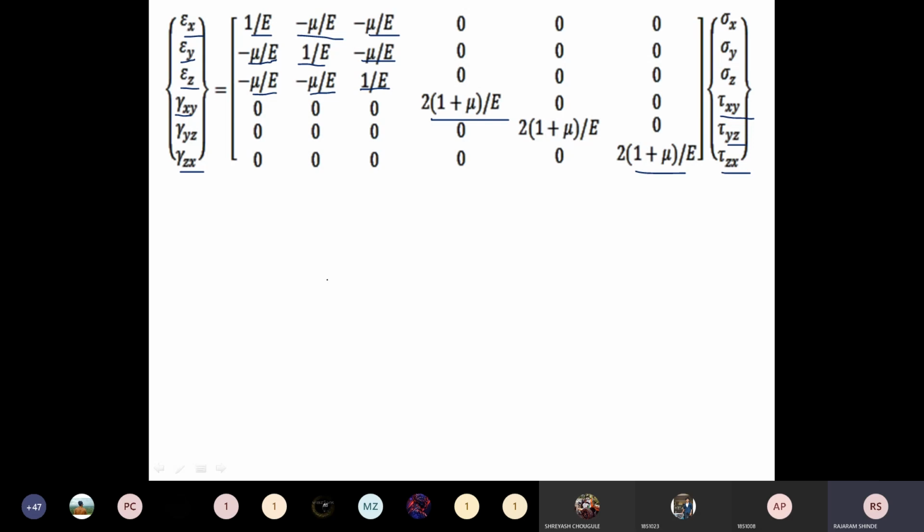So I will not go for the inverse of this one, or you can refer to books on solid mechanics or theory of elasticity. Any book on theory of elasticity, you will get the inverse of this one.